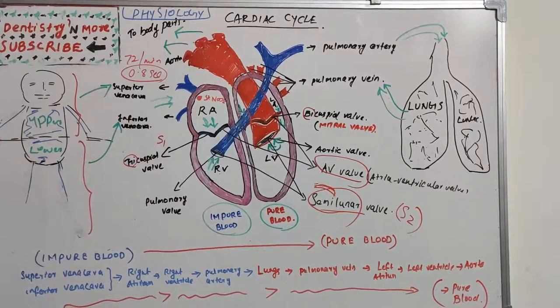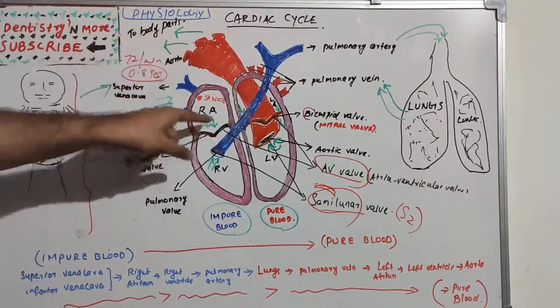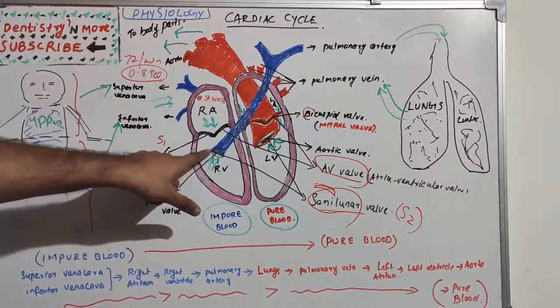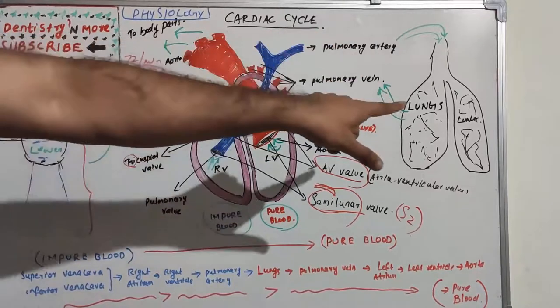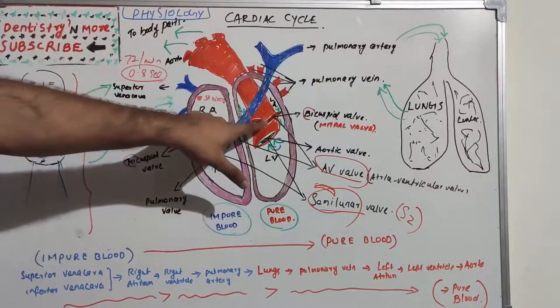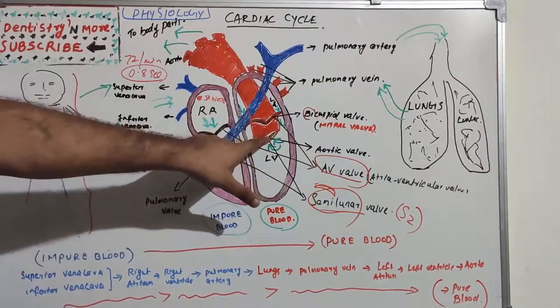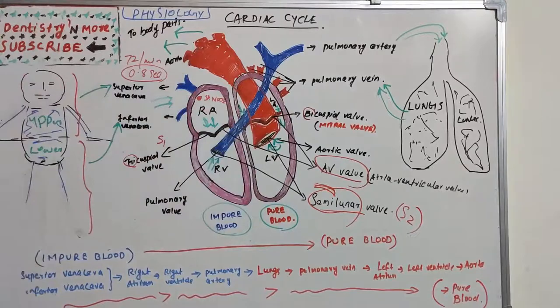So I explained it step by step. Okay, one step, this opens and this goes, and this opens, the semilunar valve opens, it goes to the lungs, it comes back, the bicuspid valve opens, it reaches the left ventricle, this aortic valve opens, it goes to body parts. But it doesn't happen step by step.